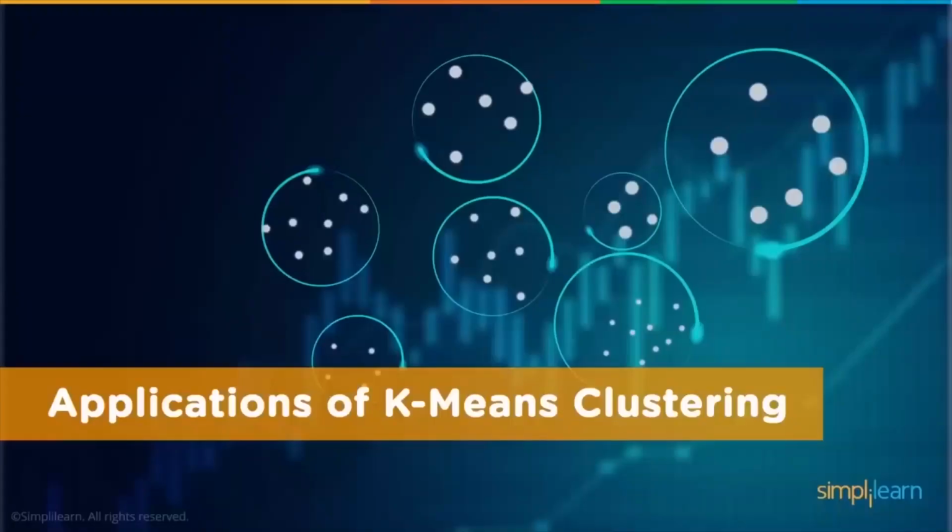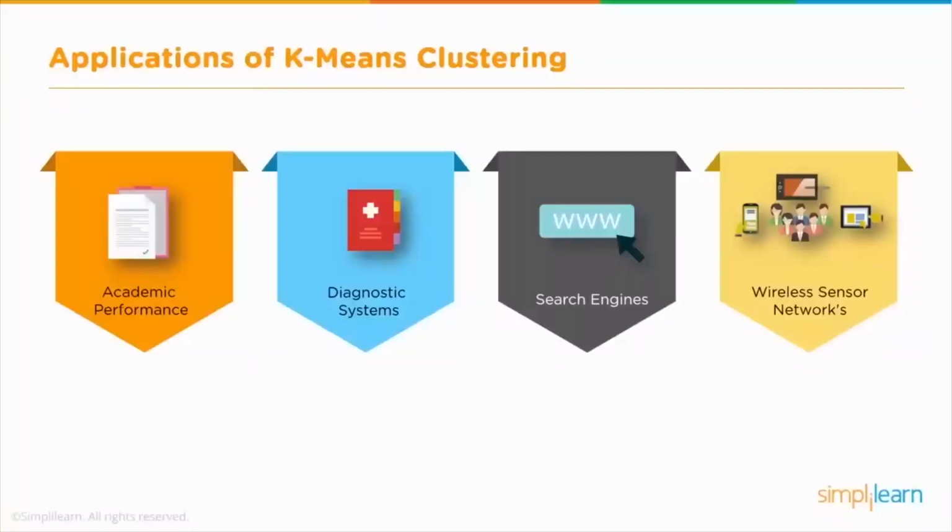So what are some of the applications of k-means clustering? K-means clustering is used in a variety of business cases in real life, starting from academic performance, diagnostic systems, search engines, and wireless sensor networks, and many more. So let us take a little deeper look at each of these examples. Academic performance: based on their scores, the students are categorized into A, B, C, and so on.